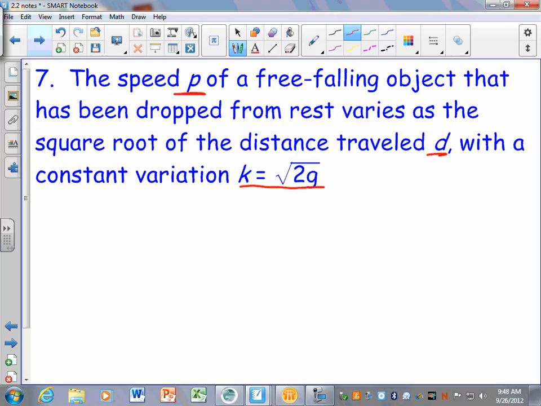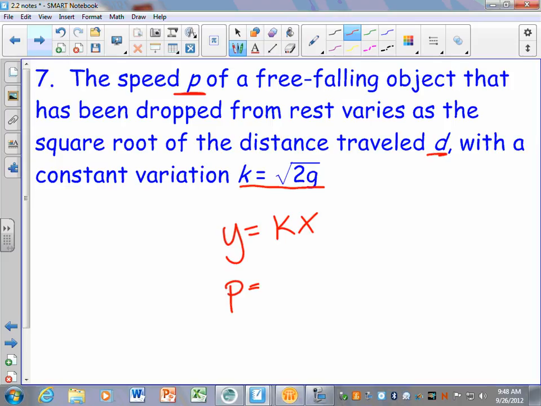So if you want, I'll start with this. Y equals kx. And then you just got to fill in for all those values there. So normally we say y varies directly or varies as x. What's my y in this problem? Yeah, the speed varies. It's always what comes first.